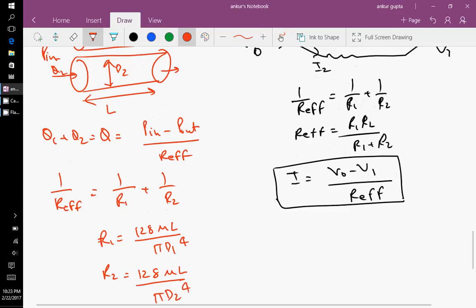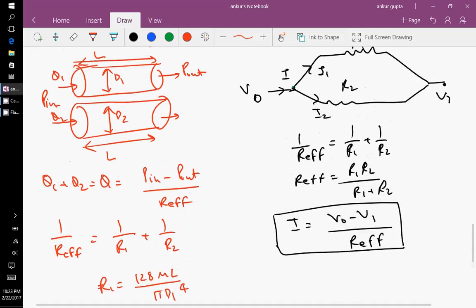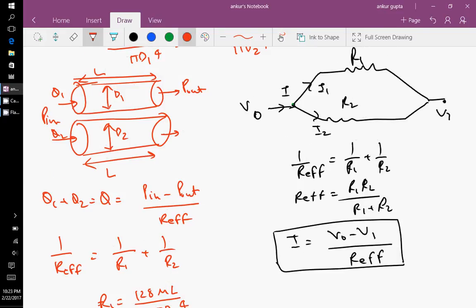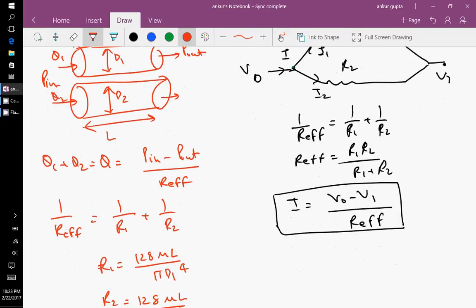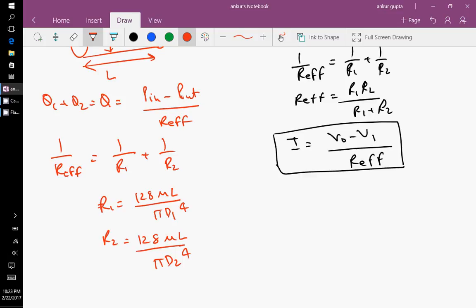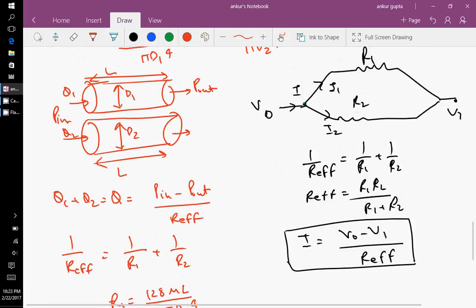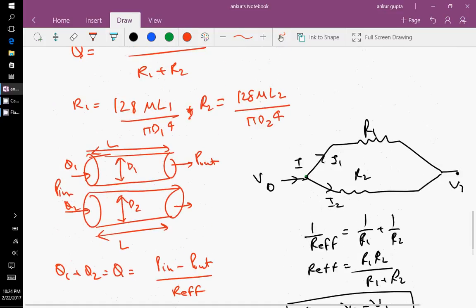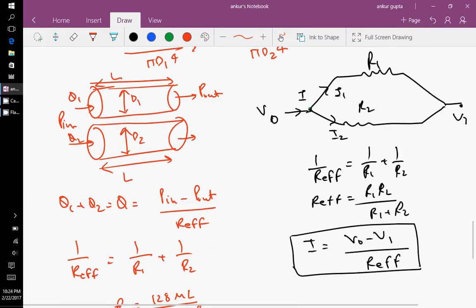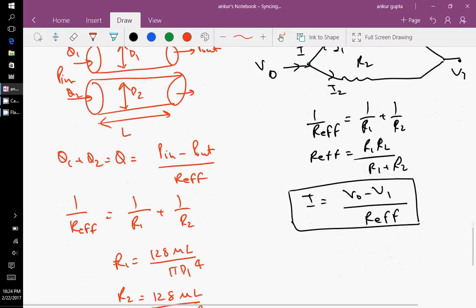Okay, so we have again carried over the understanding from circuits that the total current is V0 minus V1 by R effective. Here total flow rate is similar to P in minus P out by R effective. So it's basically sort of simplifying life. You can have two pipes in series, and then a third pipe in parallel. Then you have solved these kinds of circuits in electric current, and then you can get the effective resistance of the system, and then find the flow rate, or if the flow rate is given, you can find pressure drop and things like that.